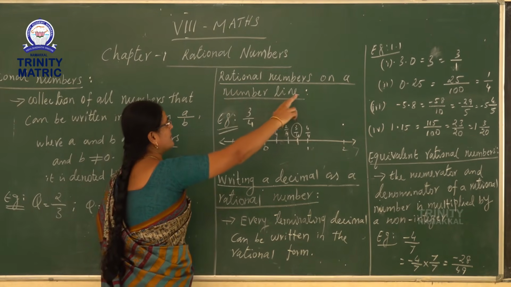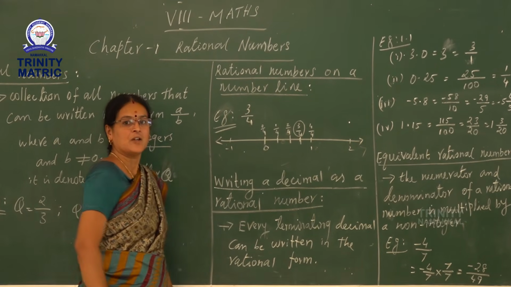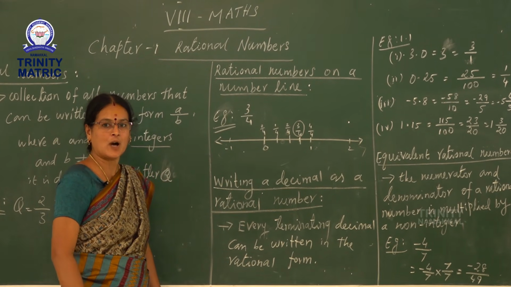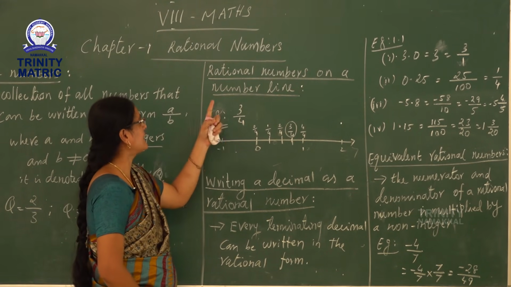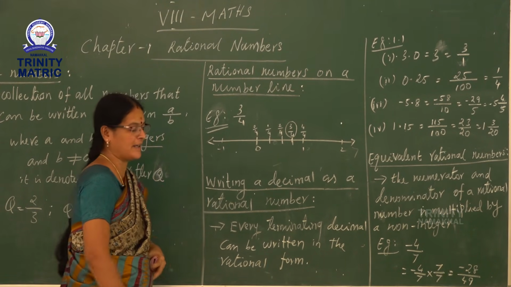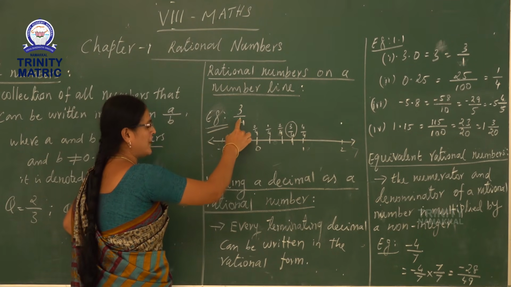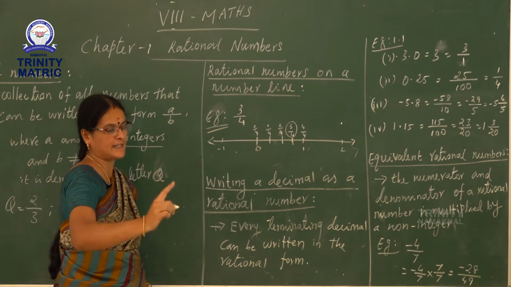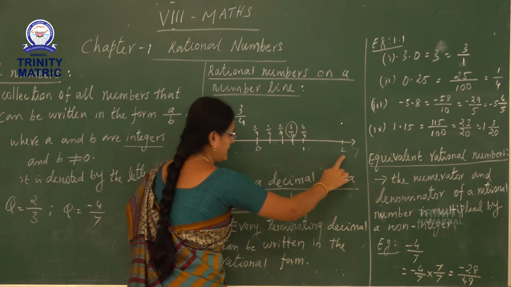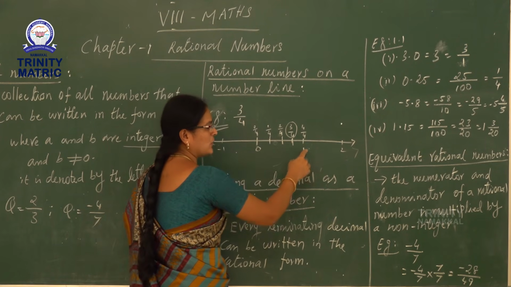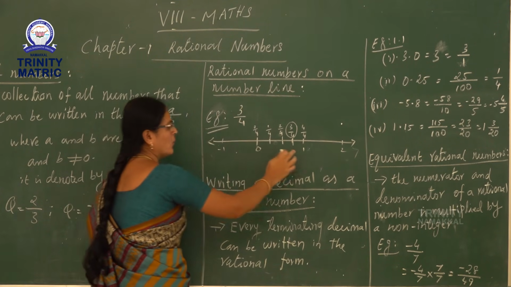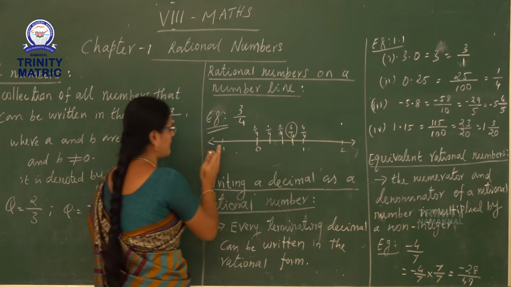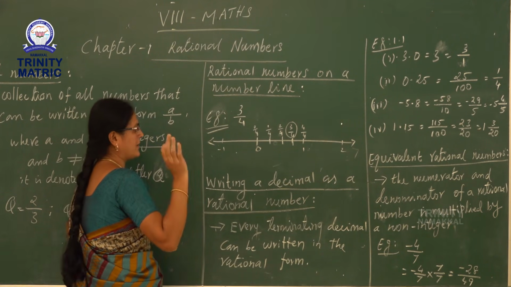Next, rational numbers on a number line. We know how to mark integers on a number line. Now, how can we mark rational numbers on a number line? I will give an example, 3 by 4. 3 by 4 is a positive value. I will draw the number line, that is 0, positive side only, always right side. Negative always left side. 1, 2, etc. Negative side minus 1, minus 2, etc.